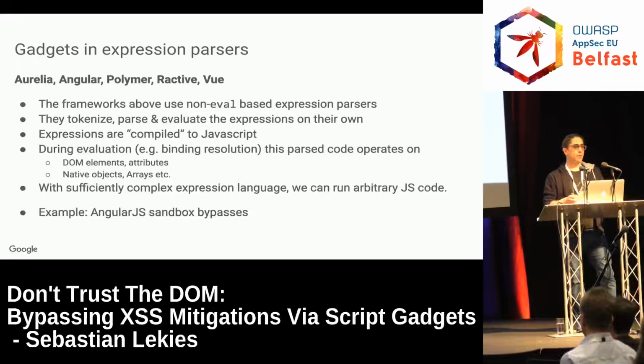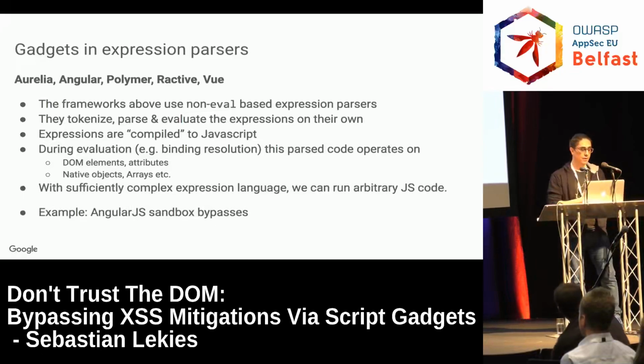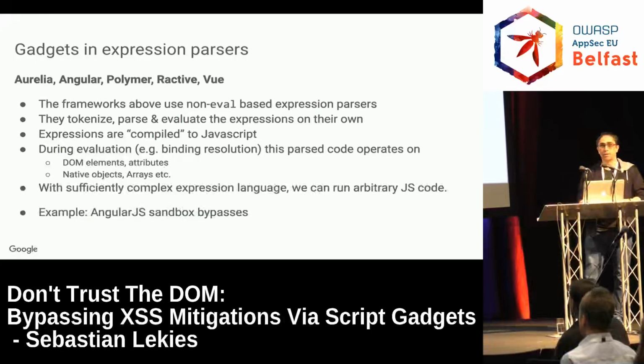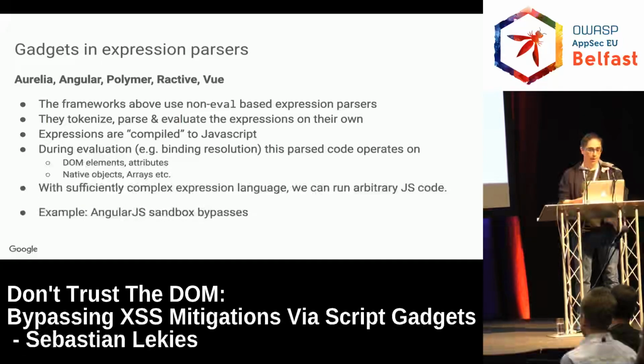However, when those resulting expressions or resulting code is being evaluated, it does operate in the regular JavaScript execution environment in the browsers. So they have the capabilities of touching DOM objects. They have the capabilities of reading or writing attributes. They also hook on native objects or native arrays. So there is a possibility of interacting with the actual DOM on the page, and this is something that we actually wanted from the gadgets.